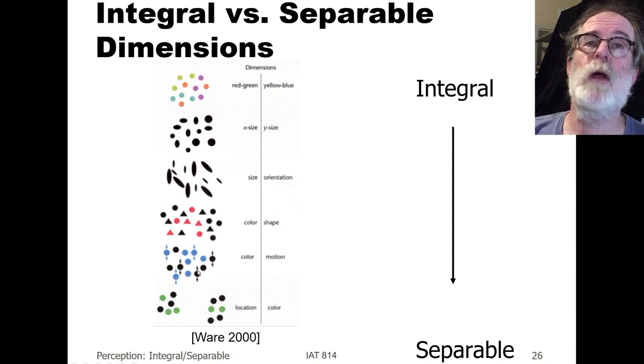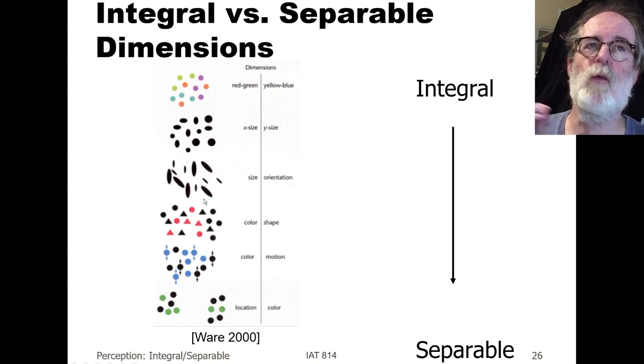Color and motion, you have to imagine that these are moving blue things versus non-moving blue things. You can tell those things apart. And here, the easiest things to separate are location and color. So you can see there's 2 groups, the left group and the right group, right? And within each of those groups, there's 2 other groups, the green and the black. So those are separable. And the range is, these are more easily separable, those are integral. And there's just this range.